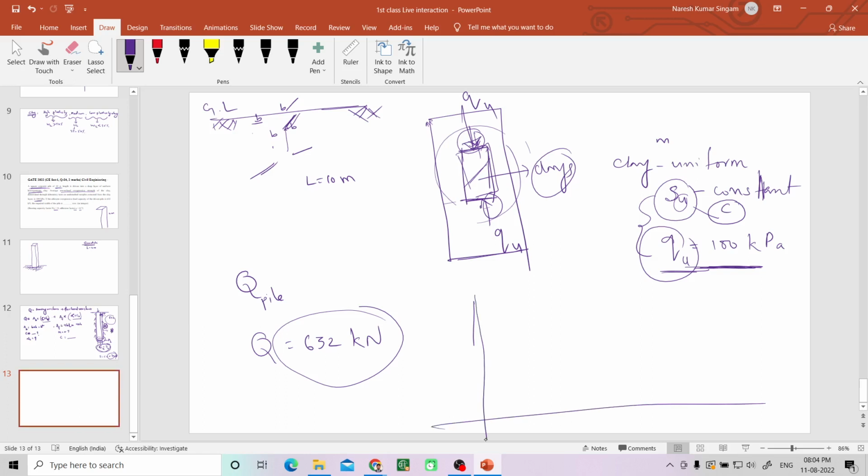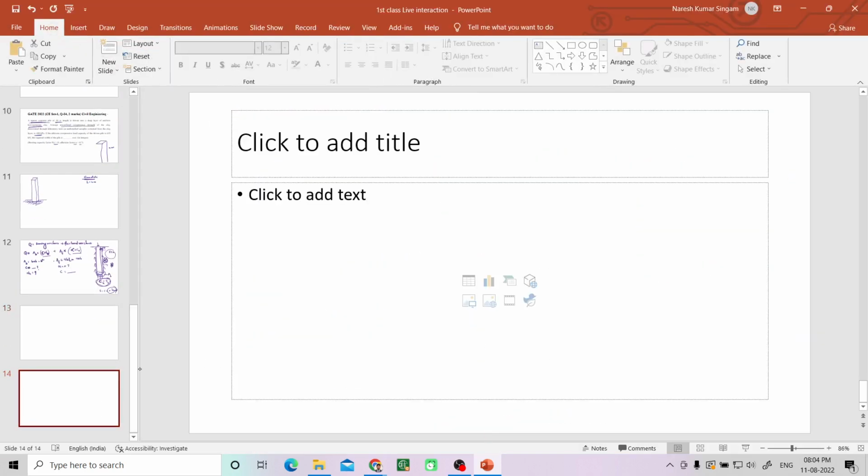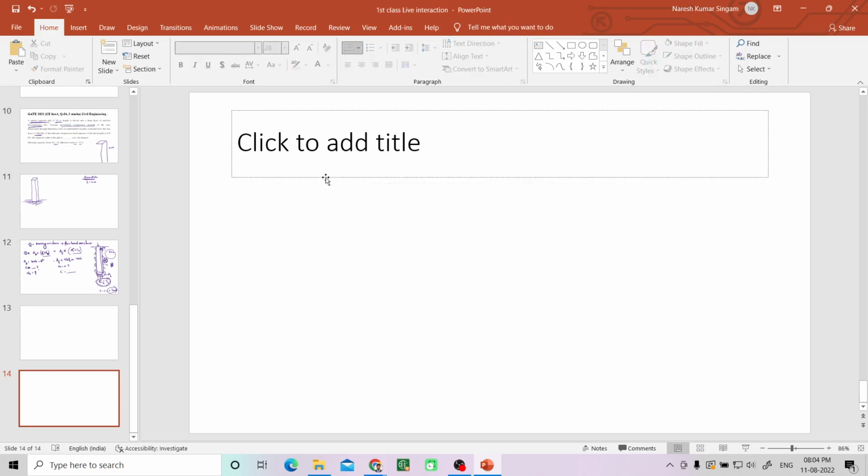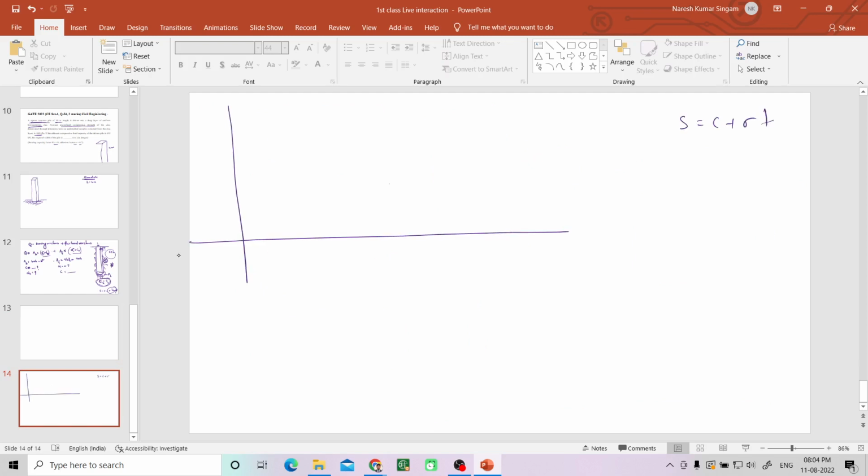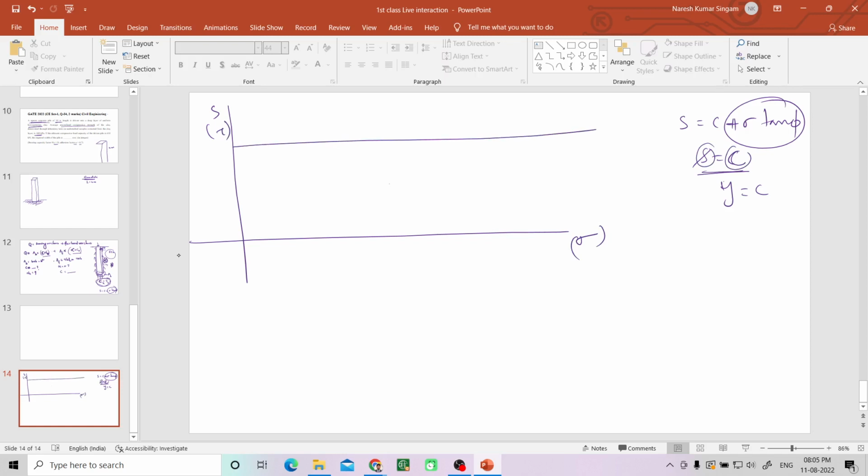So coming to the failure envelope, here S equal to C plus sigma tan phi. Let me take another slide here to explain. As this is clay, phi is 0, so this term is 0 and S equal to C. How to draw this line? This is the Mohr Coulomb failure envelope. That means y equal to some constant, y equal to C. This is S or tau, and this is sigma, right? Now S equal to some constant, so it is horizontal. The failure envelope is horizontal for these clays.